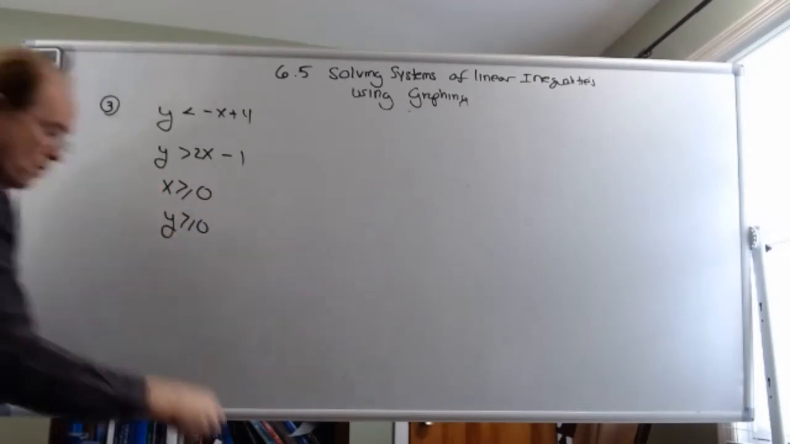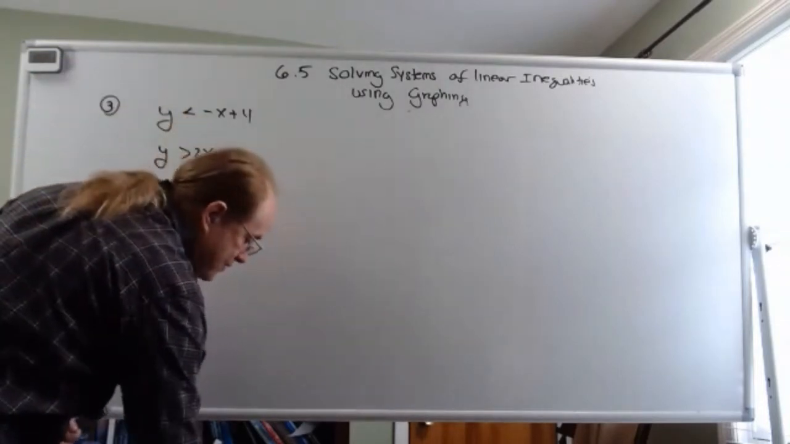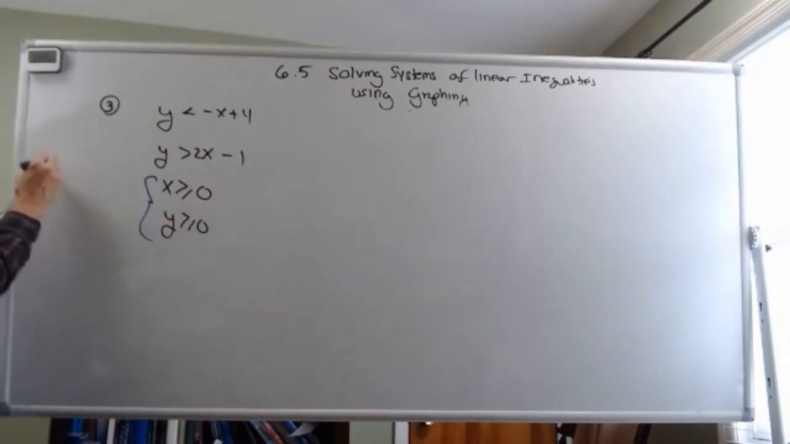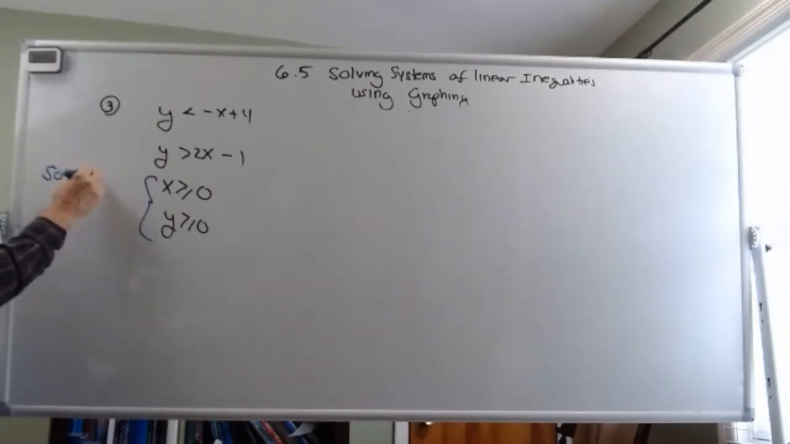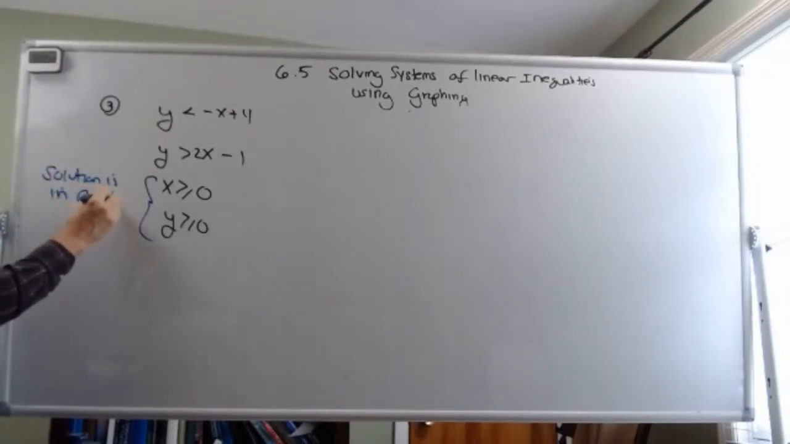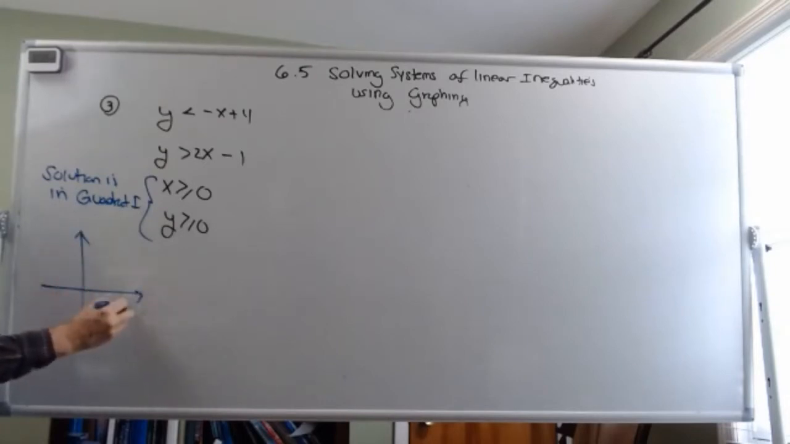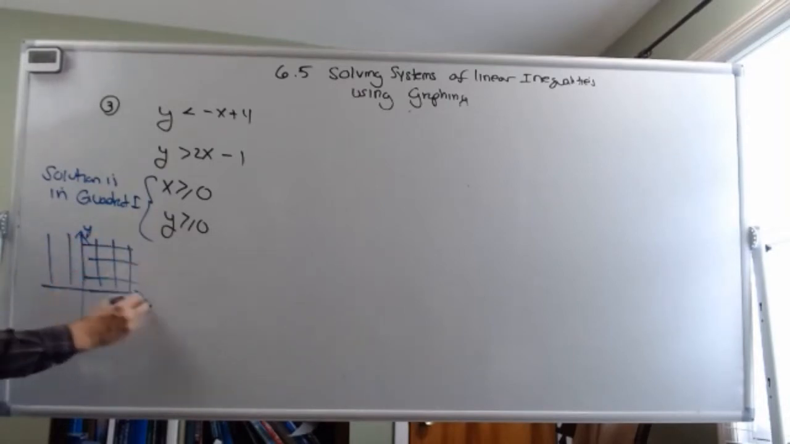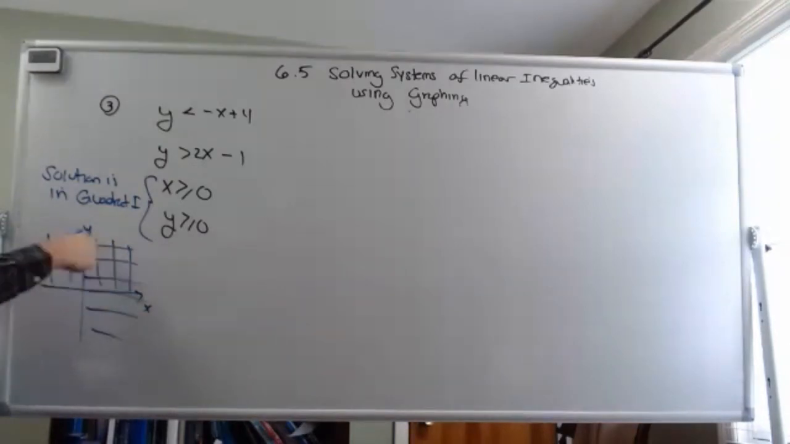Taken together, what these two equations tell me is that my solution is in quadrant 1. Because if I look at everything over here, and if I were to color in y greater than 0 and x greater than 0, it overlaps in quadrant 1. So when you have these, you see those a lot.